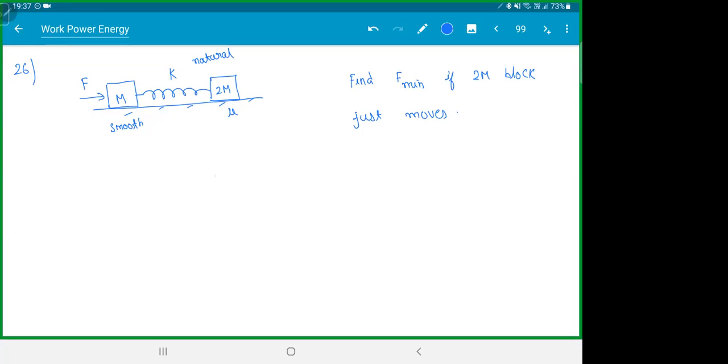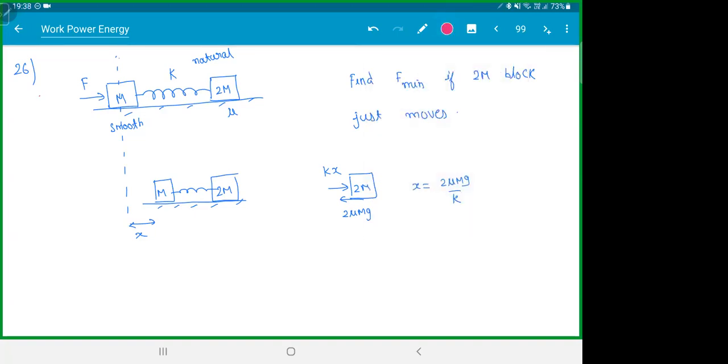Again, just think about it. This was your initial state. This is 2m. The block must have moved till here. So let the block move a distance of x. If you want the 2m block to move further, the spring force Kx should be equal to the friction 2 mu mg. So basically x value will be 2 mu mg by K.